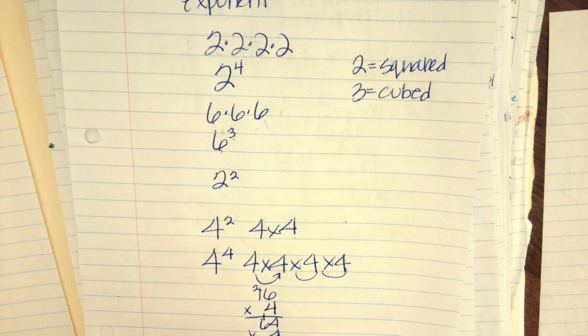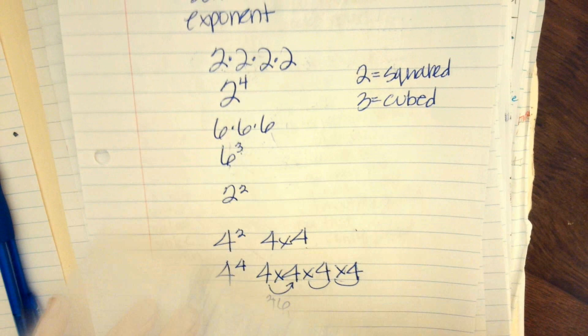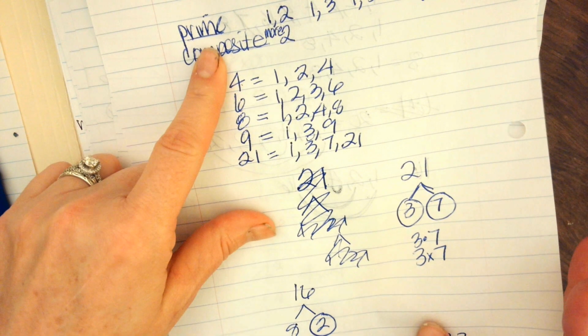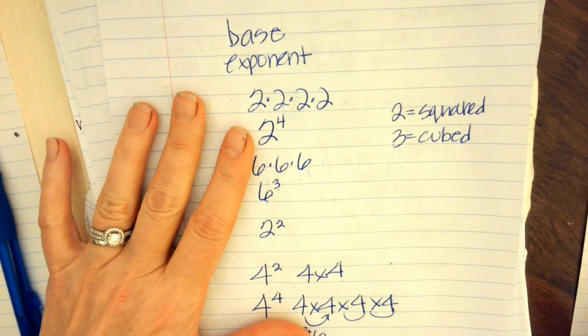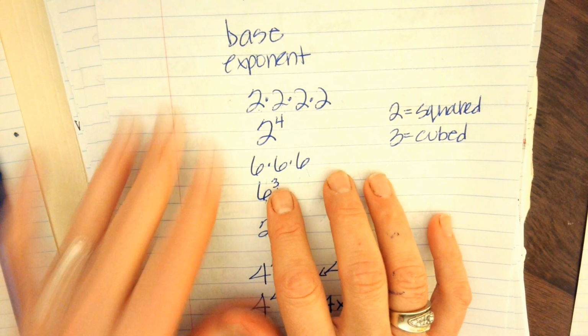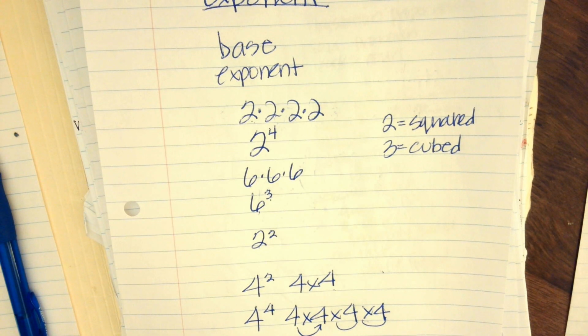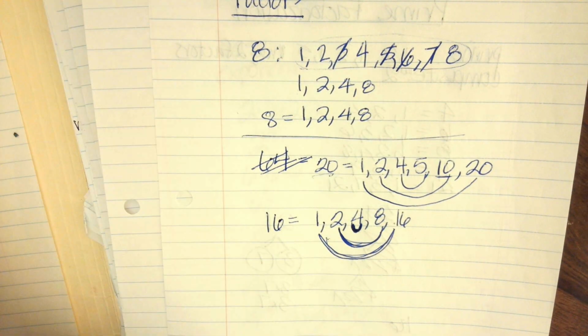Okay, so those are the two things that will help you with prime factorization, is doing the factor tree like this, knowing whether it's prime or composite, and then being able to write the answer in an exponent, base and exponent. All right, any questions about that? I don't think so. Okay.